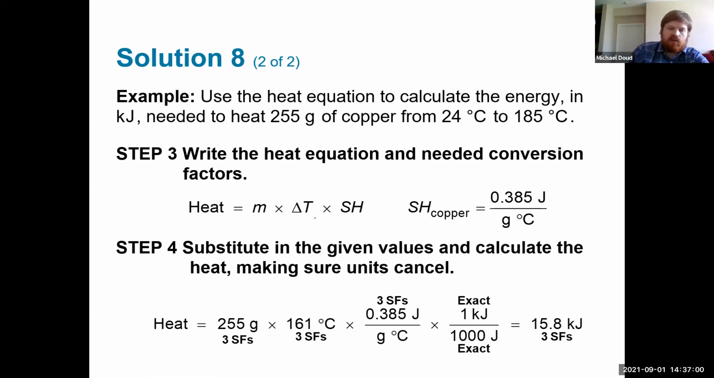If you follow the units here, check it out. The grams is going to go away because it's grams divided by grams. Degrees Celsius divided by degrees Celsius. That leaves us with joules, which we know we need to convert to kilojoules. Now, normally I would just do this in two steps, right? This is step one and step two. But if you like to do it just in this way where it's all together, that's fine as well.